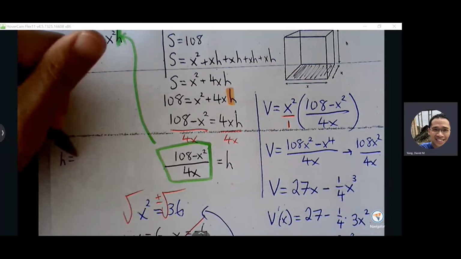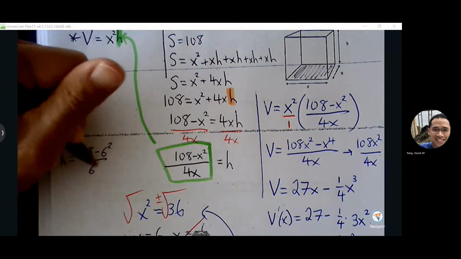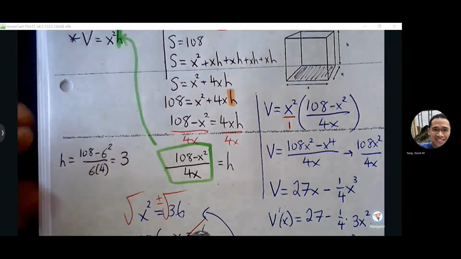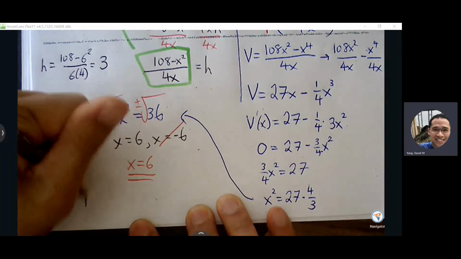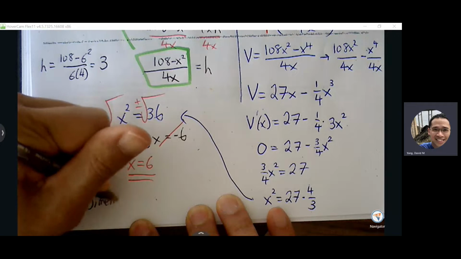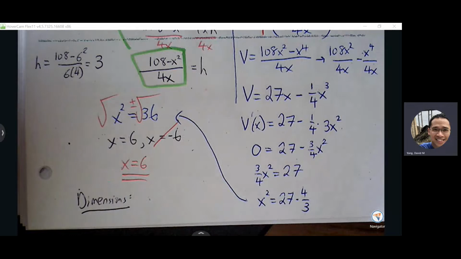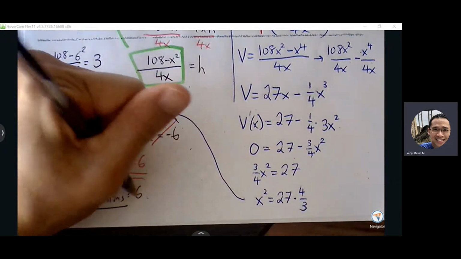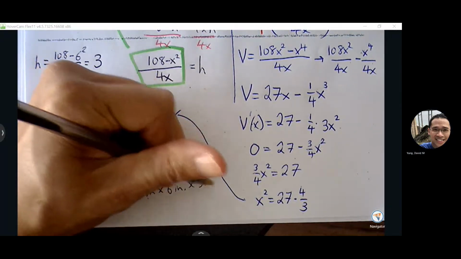Okay, replace the x with 6. Okay, that's going to reduce all the way to 3. So my dimensions that will produce the maximum volume with that restricted surface area are going to be 6 inches by 6 inches by 3 inches.